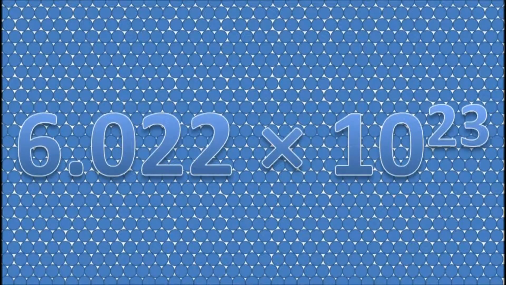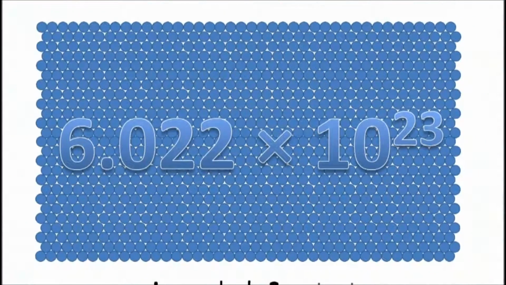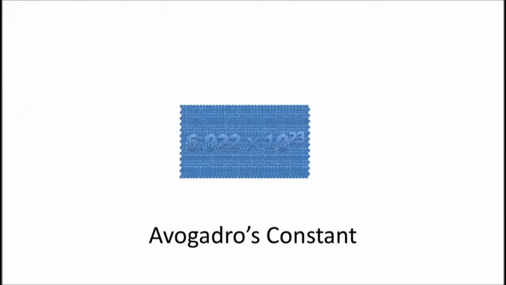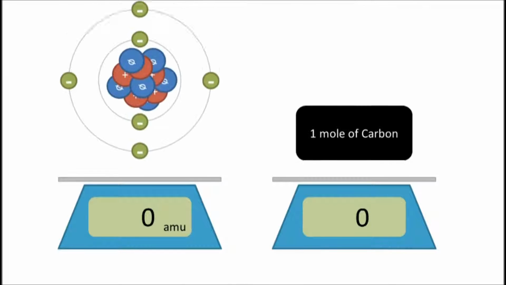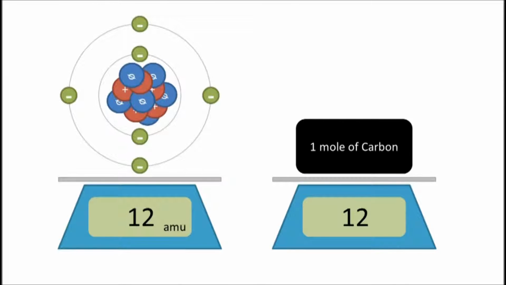Atoms and molecules may be small and light, but a sufficient number of them would give them significant mass. How many exactly? 6.022 times 10 to the 23rd power, also known as Avogadro's constant. This number of atoms or molecules would form a mole. 1 mole of an atom or molecule is equal to its atomic or molecular mass, in grams.